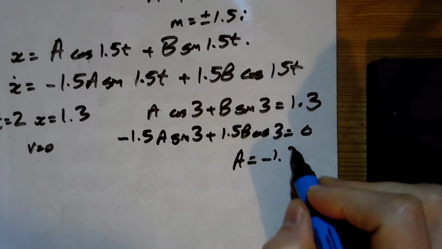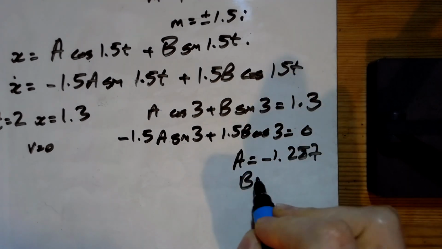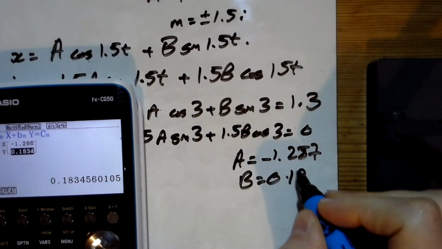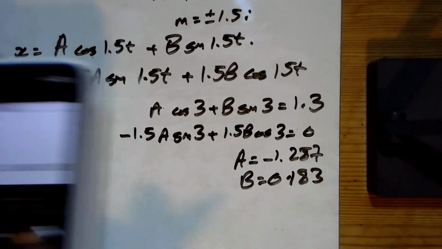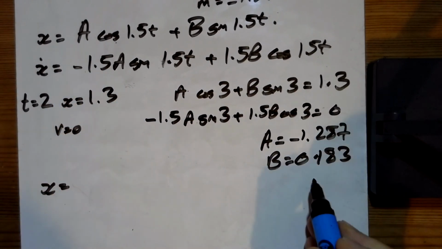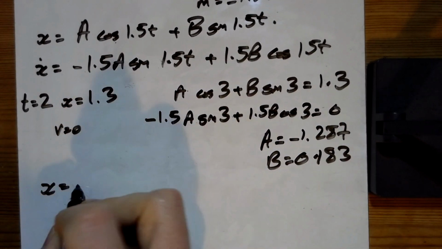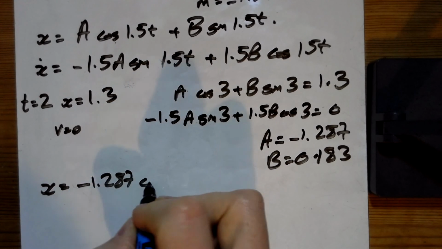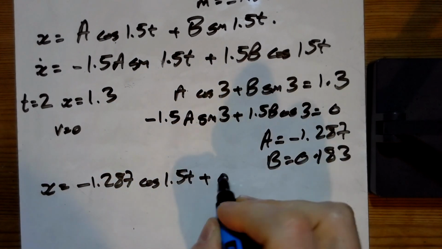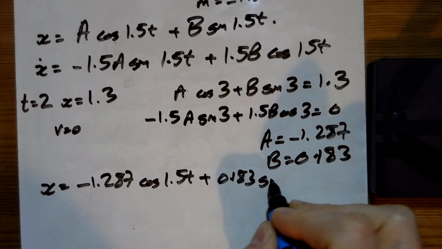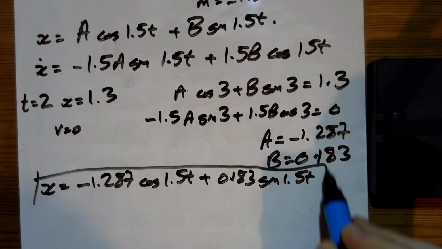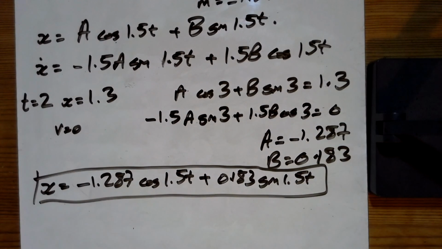So a is minus 1.287 and b is 0.183. So I've got, yeah, I was just a little worried I had those around the wrong way, but I think it's okay. So I've got minus 1.287 cos 1.5t plus 0.183 sine 1.5t. So there is our equation.